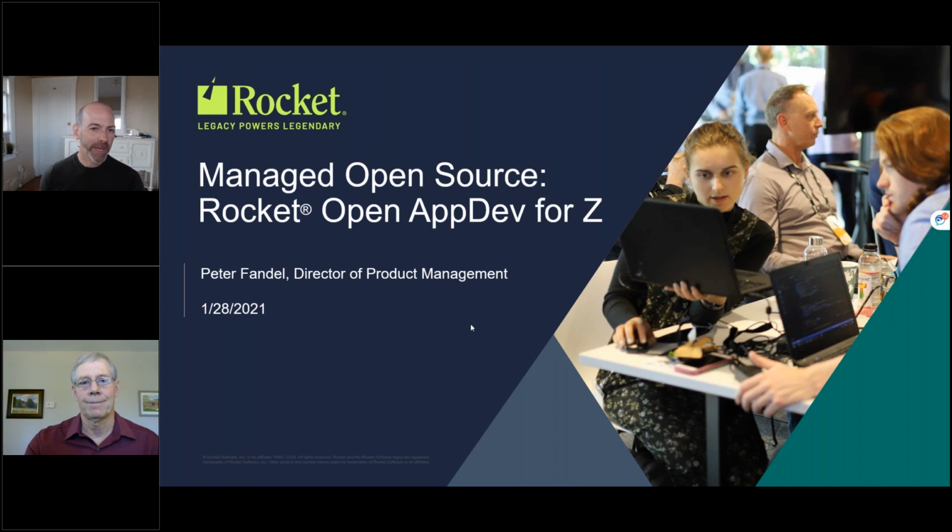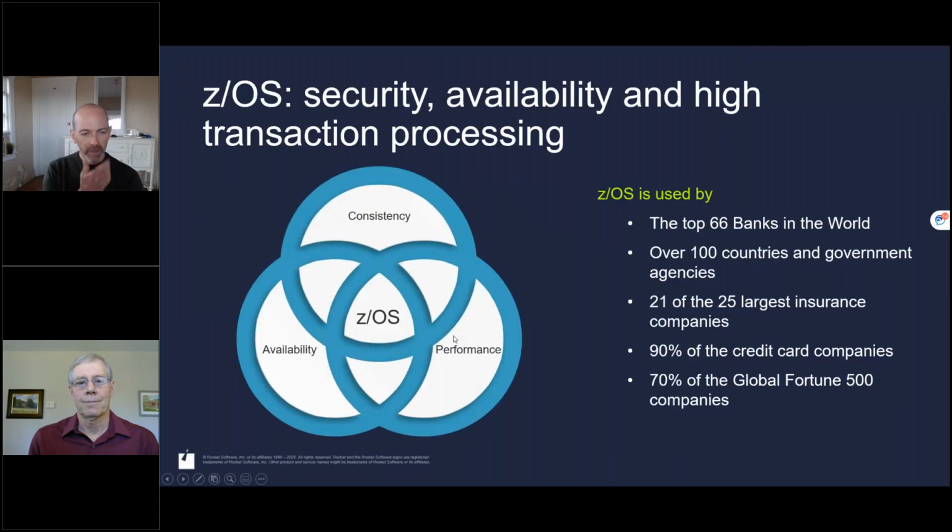I'm going to now proceed with the second part of this presentation today. I'm introducing managed open source from Rocket Software. The product name is Rocket Openapt Dev for Z. We'll talk a little bit about that today. I'm not going to go into detail on the next couple slides because this is really ground that was well covered by Al in his presentation.